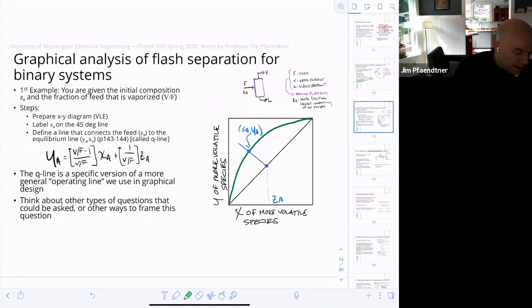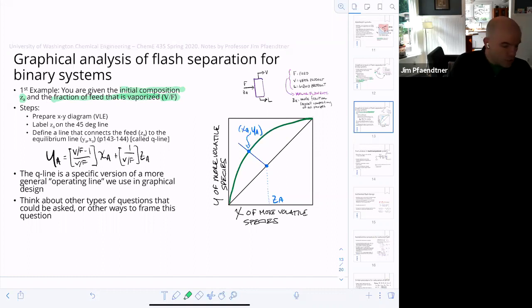Okay, so let me walk you through a first example for flash design. We're going to talk about degrees of freedom in a moment, but in this example, don't worry about that. And just know that we're given the following. We have the initial composition, ZA, for this binary system. And we're also given this variable V over F. That's always called the fraction of the feed that's vaporized. And that's sort of like a control variable. It tells us, based on the pressure and temperature that we're at in that flash drum, how much of the stream is going to leave as vapor and how much of it will leave as liquid.